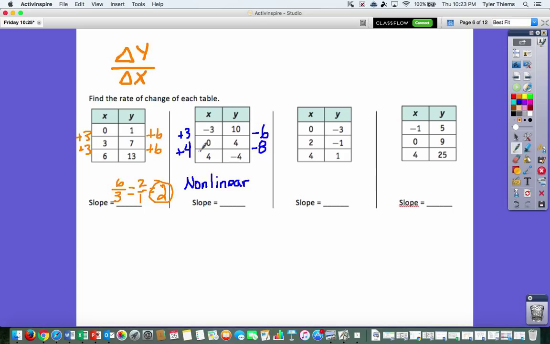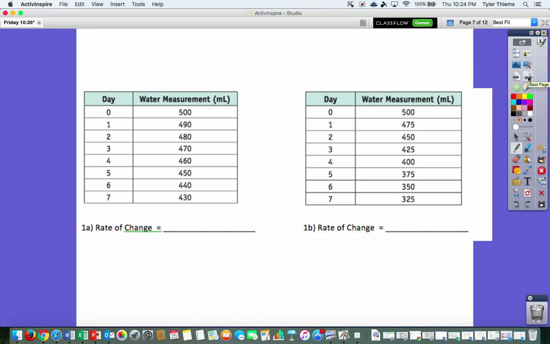I want you to press pause, and I want you to do the next 2 on your own and see if you can find the rate of change for this table and this table. Press pause and do that on your own. Okay, flip your paper over to the back side now.